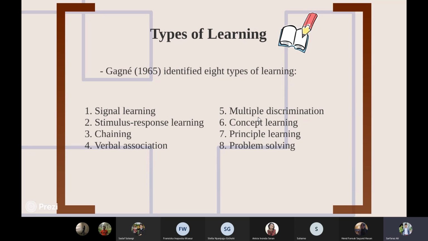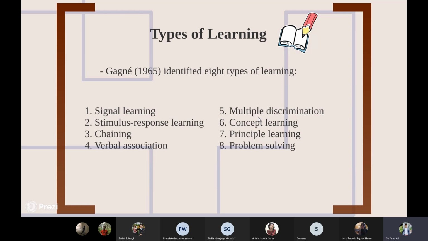So with all those theories, eight types of learning are given. One was signal learning, second was stimulus-response learning, third was chaining, fourth was verbal association, fifth was multiple discrimination, sixth was concept learning, seventh was principle learning, eighth was problem solving. If we look deeply at every type of learning, we will consume much more time, so I am just giving you a sense in a concise manner.